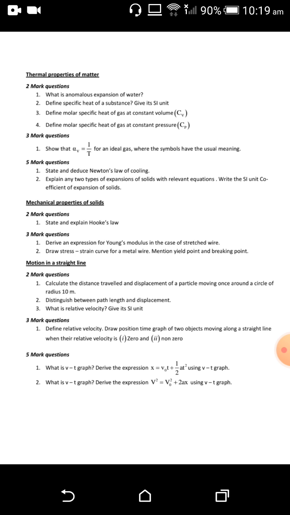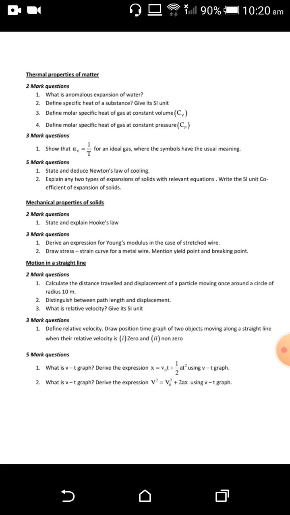Okay, so next, the 3 mark question. The 3 mark question in this thermal properties of matter is: show that alpha subscript V is equal to 1 by T for an ideal gas, where the symbols have their usual meaning. See here, the answer for this question is not in the notes, but we have discussed it in the class. I just forgot to send this derivation.